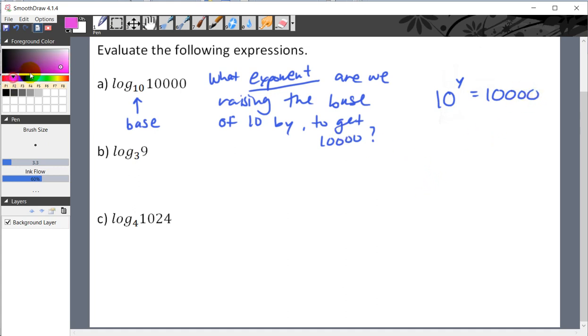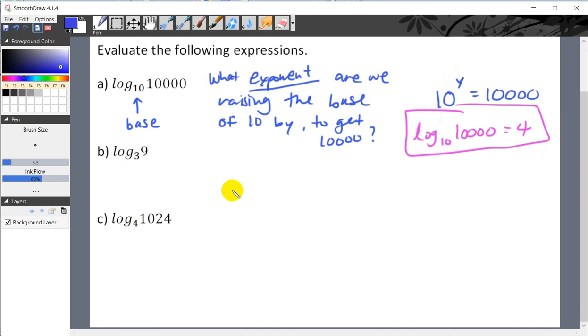This becomes a little number sense exercise. What power could this be to get 10,000? If you do it correctly, I believe that would be 4. So y in this case is equal to 4, because 10 times 10 times 10 times 10 is 10,000. Again, a logarithm is an exponent. So we have log base 10 of 10,000 equals 4. That's basically how we would evaluate that.